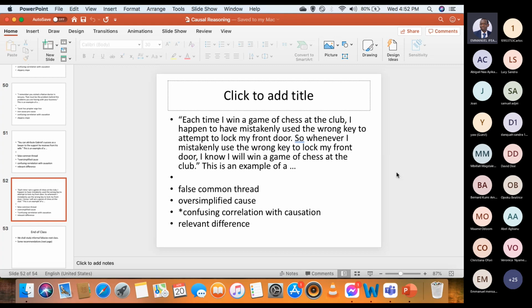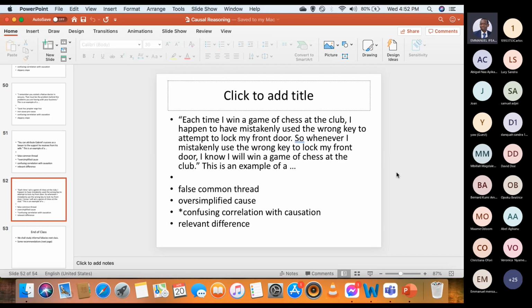False common thread. What is the thread, and what are the things that the thread is running through? Anytime he plays the game of chess, he happens to mistakenly unlock his door with the wrong key. This has become a constant thread, meaning anytime that happens, he's going to win a game of chess. Yes, I see what you mean.